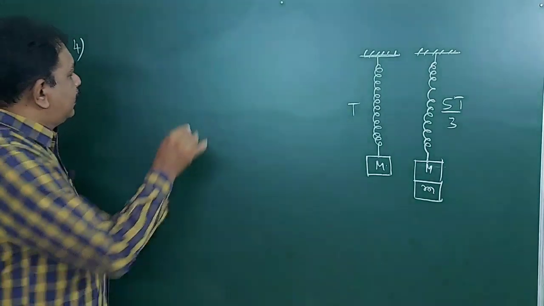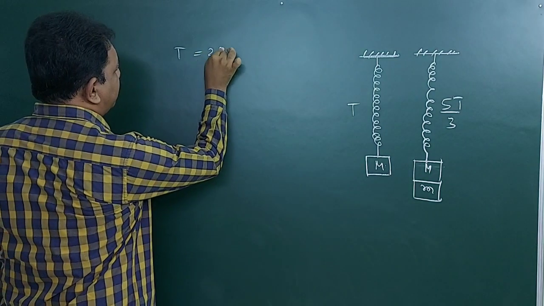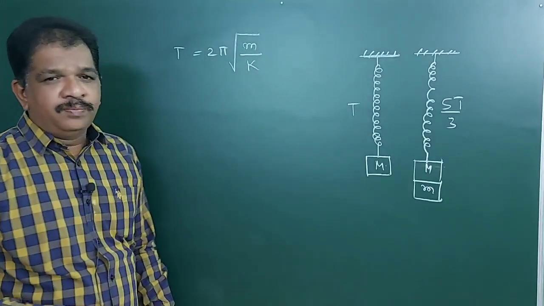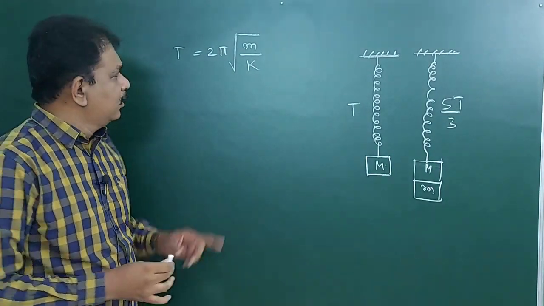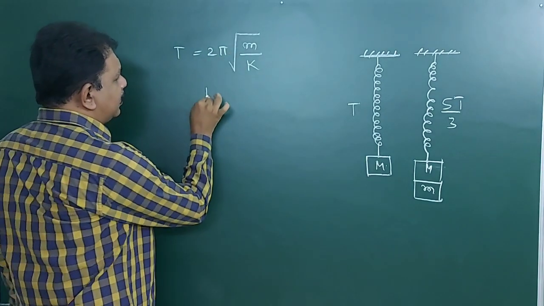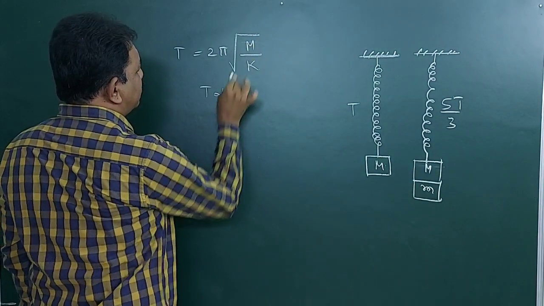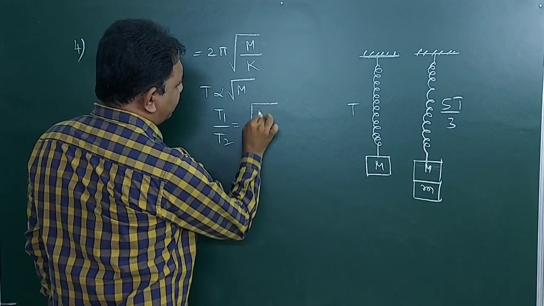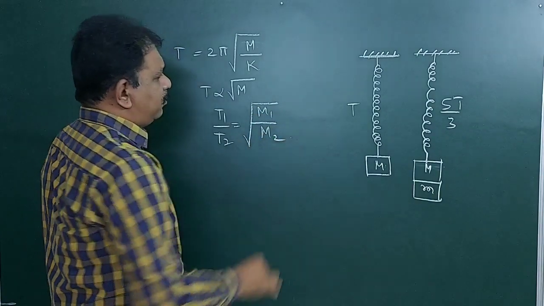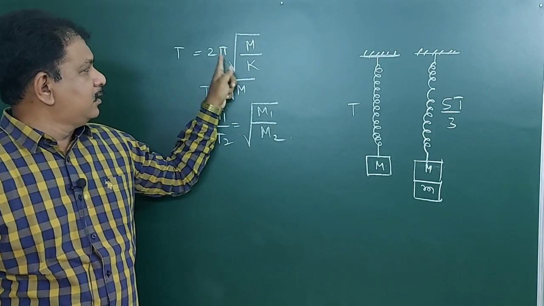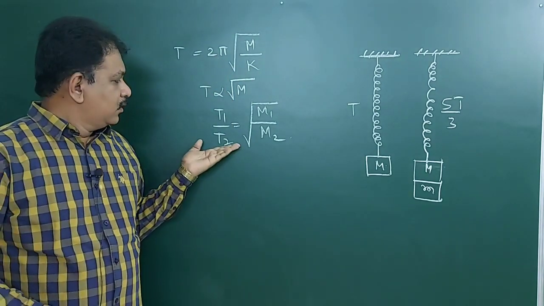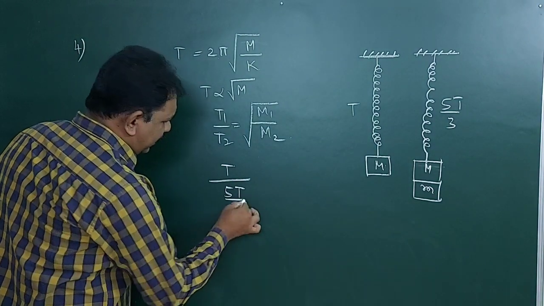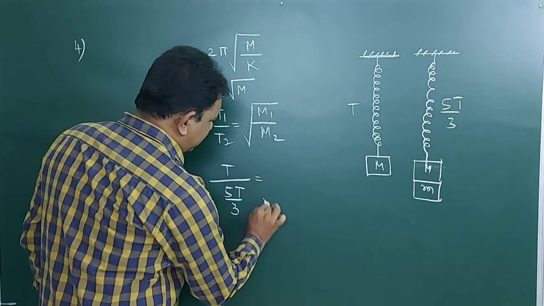That is the question. Time period of a loaded spring formula: T is equal to 2 pi root of m by k. Time period will be proportional to root of mass. You can take capital M also. So T1 by T2 is equal to root M1 by M2. Spring is not changing, k is constant, 2 pi already constant. So first case T value will be T. Second case T value is 5T by 3.